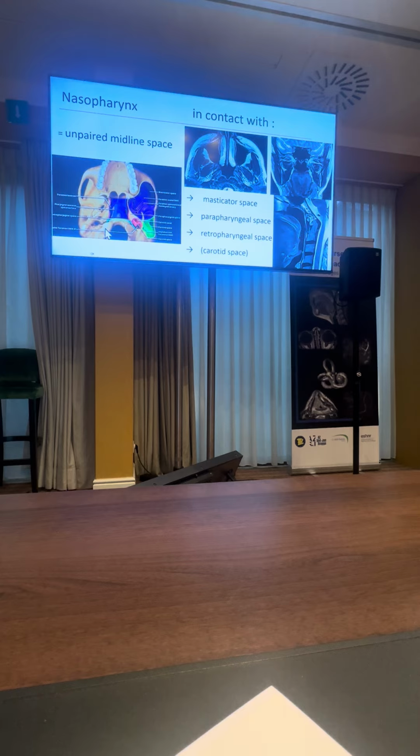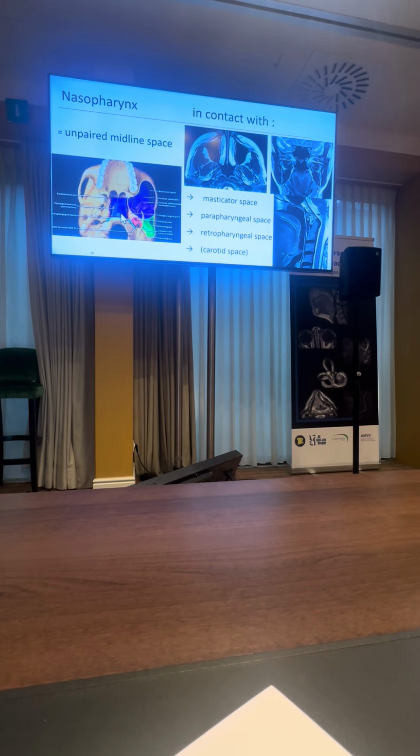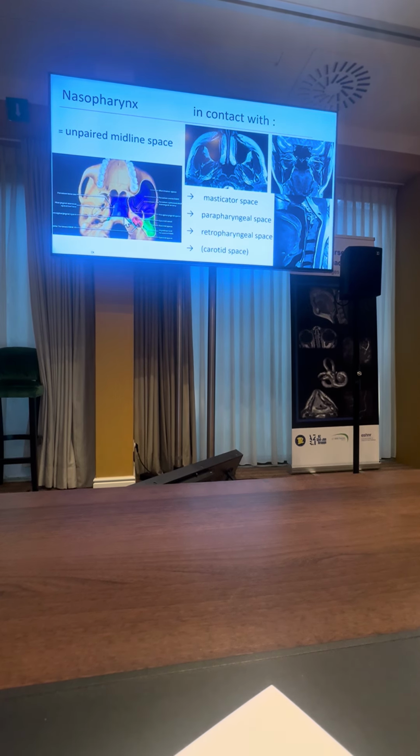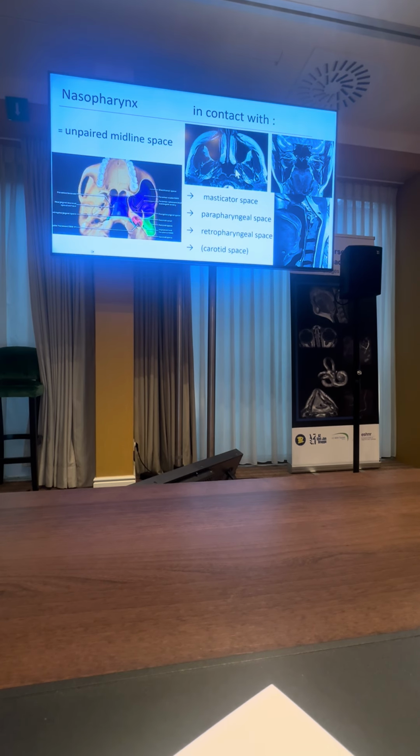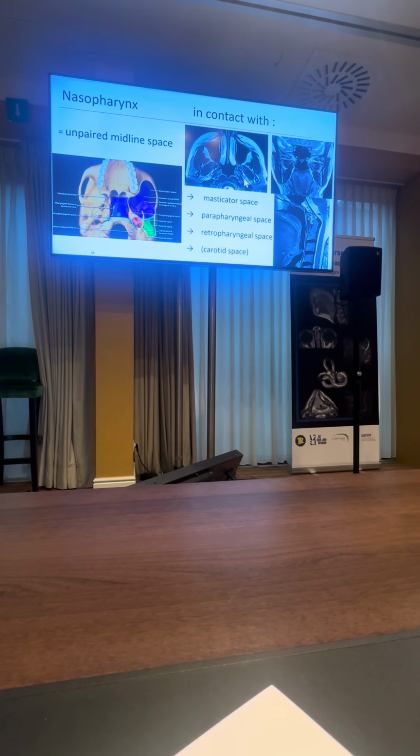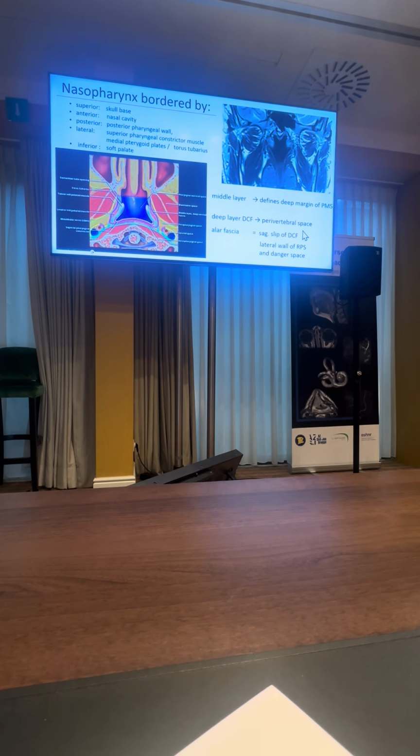So the nasopharynx is an unpaired midline space. As you can see here, it's in contact laterally with the masticator space, the parapharyngeal space, and posteriorly with the retropharyngeal space. Between the parapharyngeal space and the parotid space, we have the carotid space. So on top, the nasopharynx, the masticator space, and further posterior, the retropharyngeal space. We will come to that.